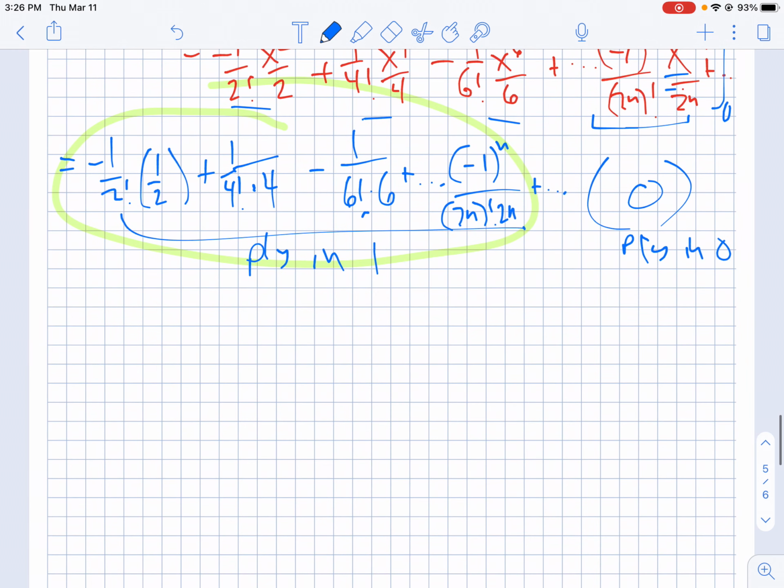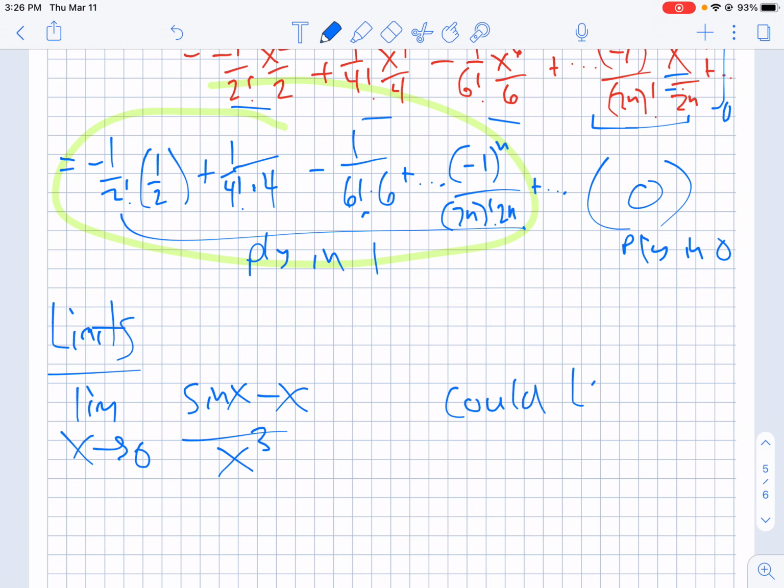Let's talk about some other things. Let's talk about limits. So let's say you have to find the limit as x goes to 0 of sine of x minus x divided by x cubed. Now, you could use L'Hopital on something like this. Actually, you know what? Let's make our life a little saucier. Let's turn this into x minus the sine of x.